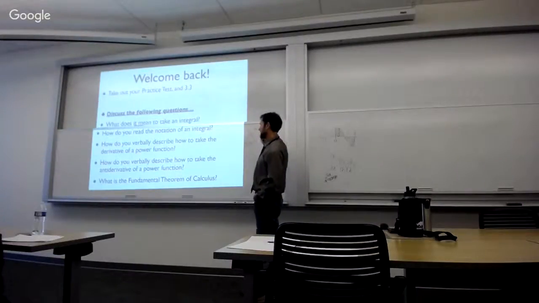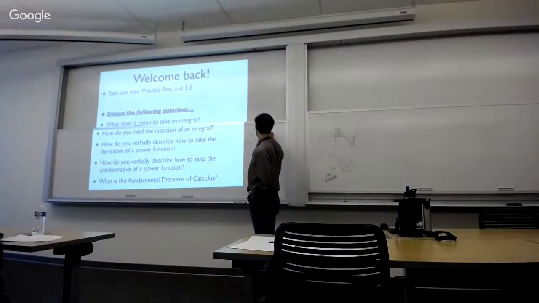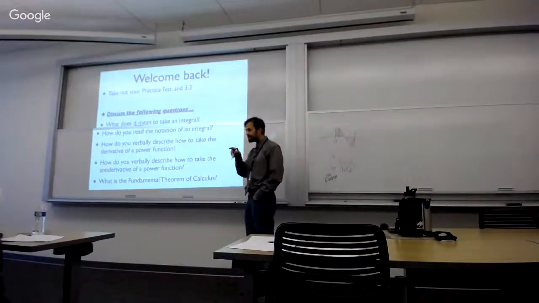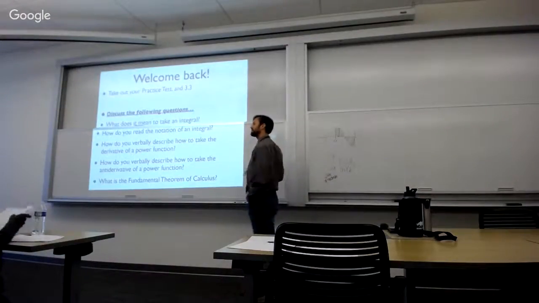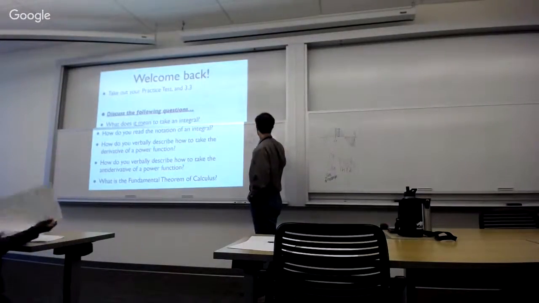So then how do you verbally describe how to take the antiderivative of a power function? If I had 8x to the 7, how would I describe that one? Someone who hasn't said one yet. Colleen, go ahead. Yeah, you add 1 to the exponent, and then you divide by the 8. Yeah, and then you divide by whatever you get, which in this case you'd have 1x to the 8, or just x to the 8.